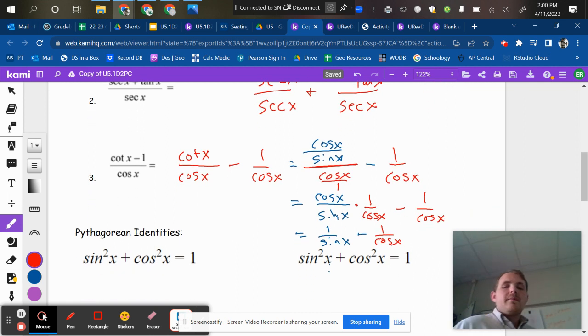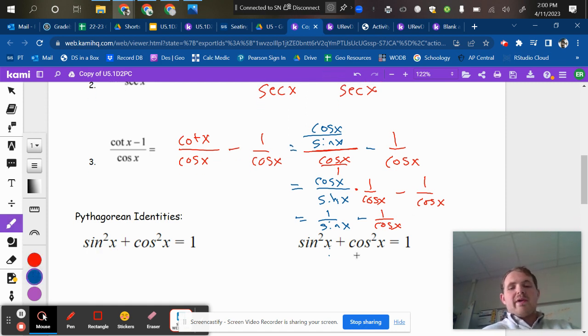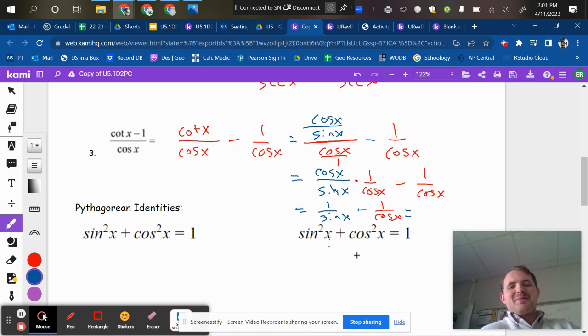So, almost fully simplified. Secant minus cosecant. Other way around, 50% correct. Great job. That would be cosecant minus secant.